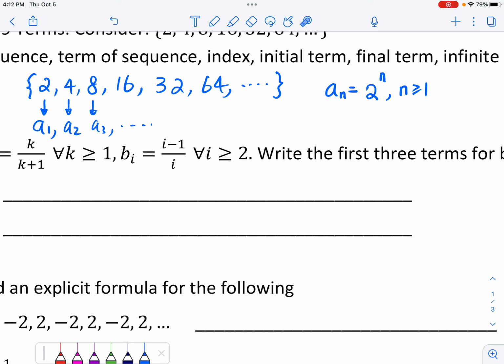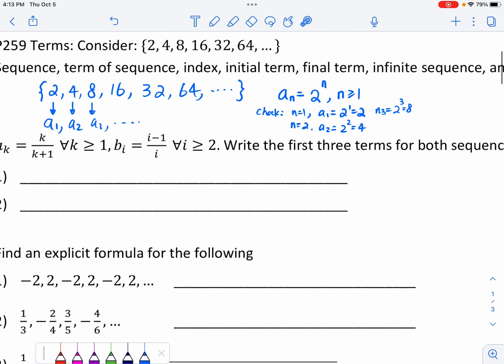And you can check when n is 1, which means A1, right? So let's check. When n is 1, your A1, because n is 1, 2 to the 1, which is 2. So it does match the initial term. When n is 2, A2 is going to be 2 squared, which is 4, basically double the previous one. When n is 3, A3 is going to be 2 cubed, which is 8. And so on and so forth. We do see that this formula works.